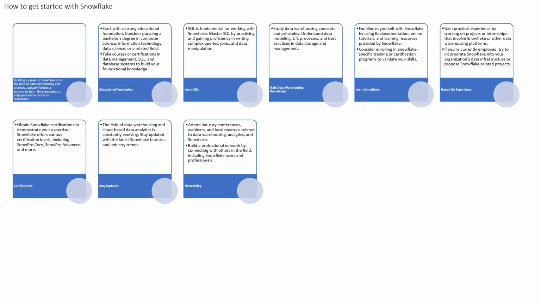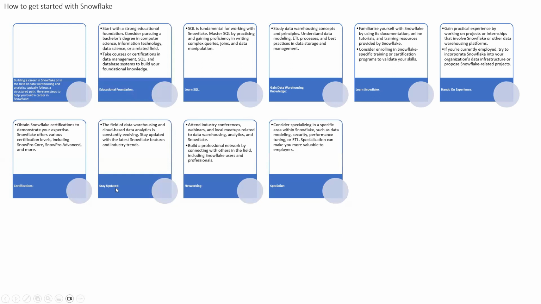I'm not assuring you any job, but whatever is required to make you market ready for the particular job market, we'll be supporting you both here and there as well. And specialize in ETL. This is important. Tuning, modeling, performance, and ETL are the things that are going to play a predominant role here.